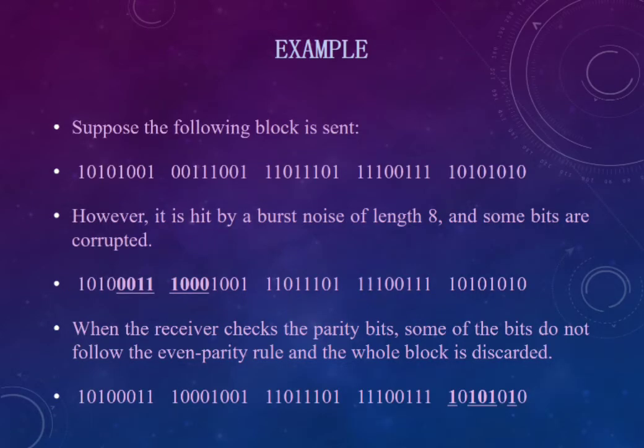So now we are sending 5 blocks, and however it is hit by a burst noise of length 8 and some bits are corrupted. We are showing that here the first block has 0011 and our second block is changed by burst noise to 1000, so that when the receiver checks the parity bits, some of the bits do not follow the even parity rule and the whole block is discarded. Here our last block, the fifth block, is not changed. So this is one type of effect.